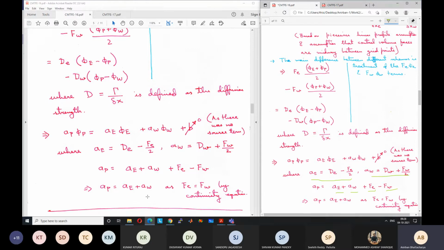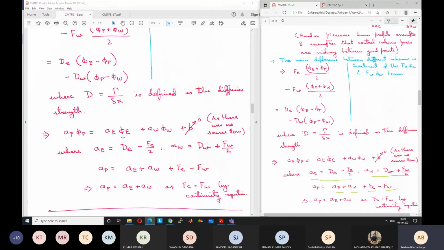By the continuity equation, Fe is equal to Fw, which we have already derived. So this goes to 0, and AP is equal to AE plus AW. So AP is known, AE is known, AW is known. How are they known? Because we know the DE value, and we need to know the Fe value in terms of the properties: gamma, delta X, rho U.